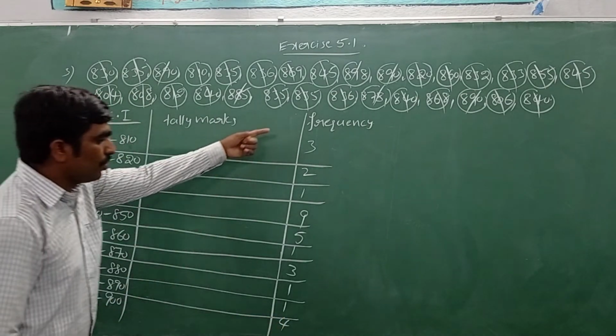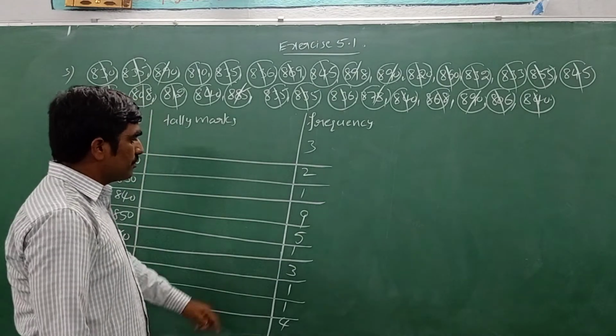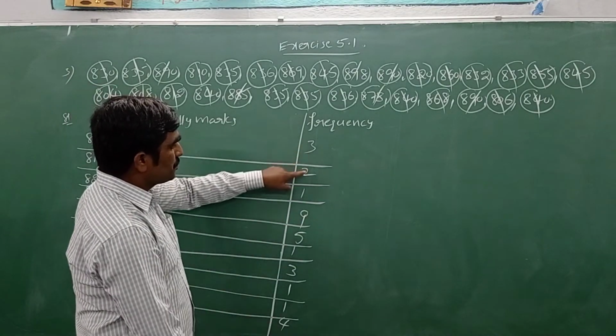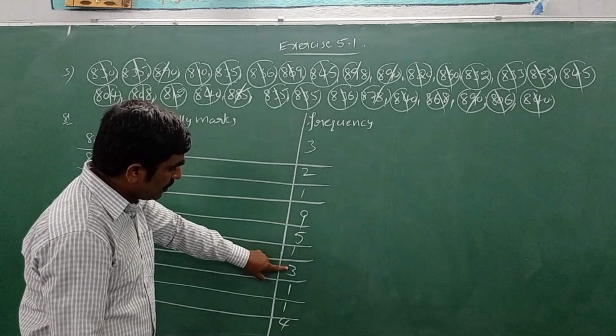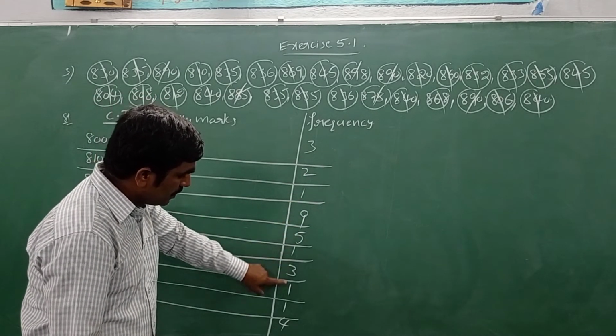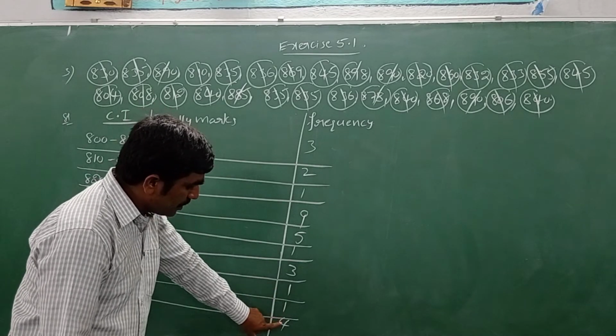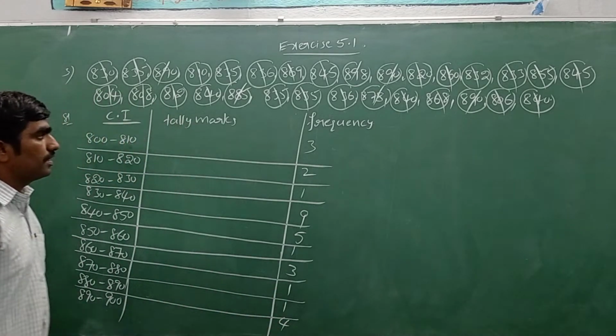See, by adding all this, how much do you get? 30. Let us sum: 3 plus 2, 5, 5 plus 1, 6, 6 plus 9, 15, 15 plus 5, 20, 20 plus 1, 21, 21 plus 3, 24, 24 plus 2, 26, 26 plus 4, 30. Yes, we are getting 30.